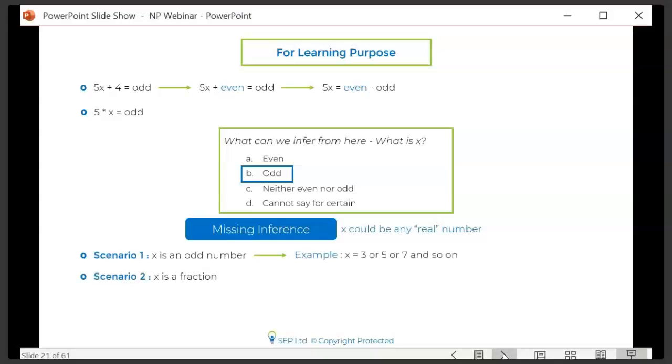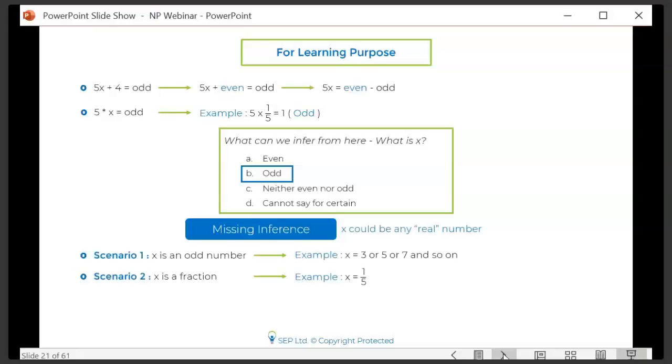Now, can you type in the chat box and tell me what could be, yes, Shrinkla, you're correct, that x could be 9 by 5, right? x could be a fraction. For example, I've taken x as 1 by 5. If you take 1 by 5 as x, you'll still get an odd number. And this is a very, very important inference.